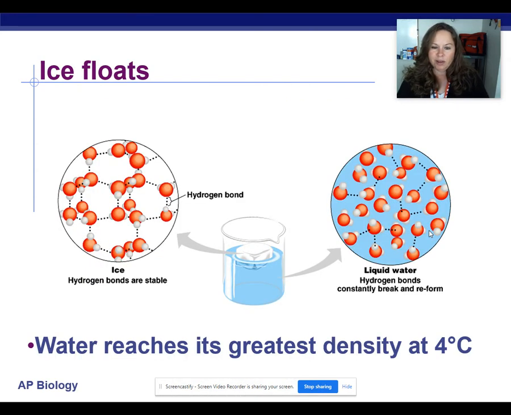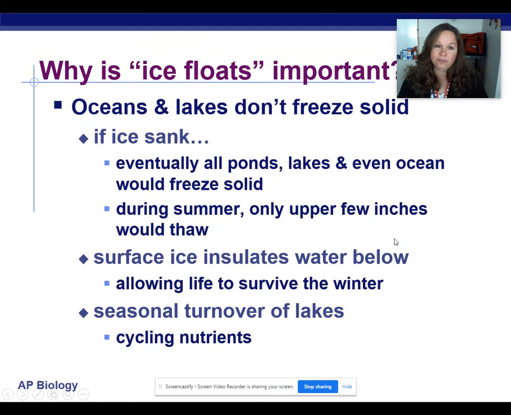All right, water reaches its greatest density at 4 degrees Celsius. It freezes at 0, and it's at a density that is less than the water around it because of those hydrogen bonds. Look at how much more spread out they are when they are ice versus when they're water and they're moving a little bit faster and unable to hold their distance. So our oceans and lakes don't freeze solid. If they did freeze solid, or if ice sank, that would not be good.